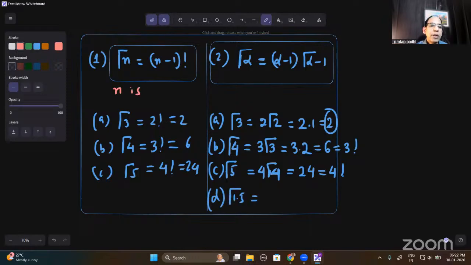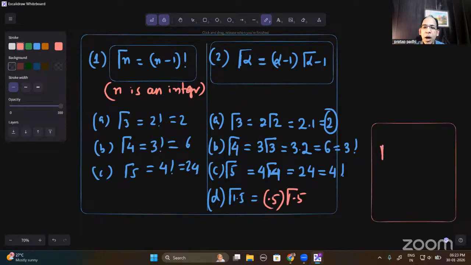Only if n is an integer is this formula true. So you can't apply this one, because we don't have something called 5.5 factorial. 0.5 minus 1 is minus 0.5, and we don't have 0.5 factorial. Because you don't have 0.5 factorial, you can't use that one here. So what you need to do is apply this one. That will be 0.5 gamma 0.5, gamma half.